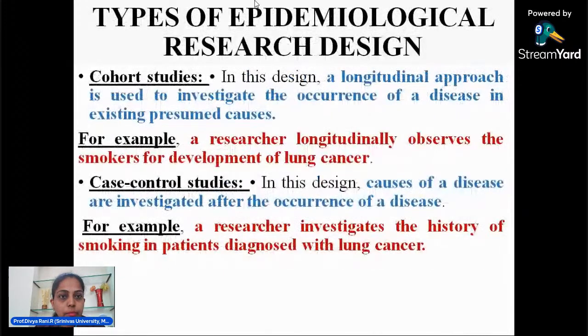So in cohort studies, a longitudinal approach is used to investigate the occurrence of a disease from an existing presumed cause, then you call it cohort, as I already told you. Then in a case control study, the causes of a disease are investigated after the occurrence of the disease. That is called case control studies.